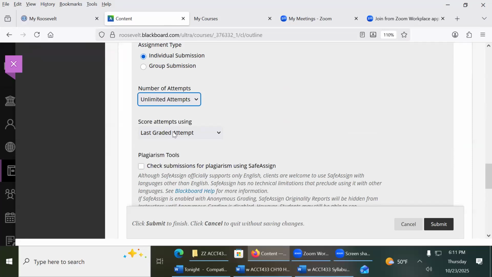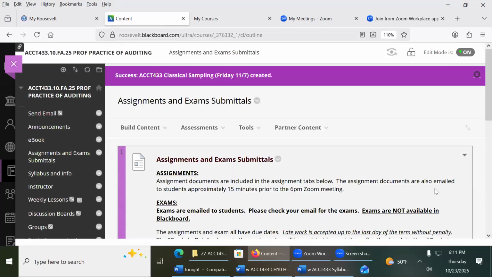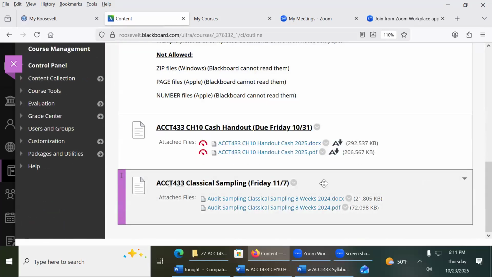Or if you turn in the wrong assignment, or you turn it in and you realize you want to correct it, you can always turn in a second one. You don't have to tell me about it. You don't have to say, can you take out that other assignment, because you can do as many as you like. And it always goes in at the highest grade, and I will put that submit, and then you'll see it here. And so there is classical sampling.